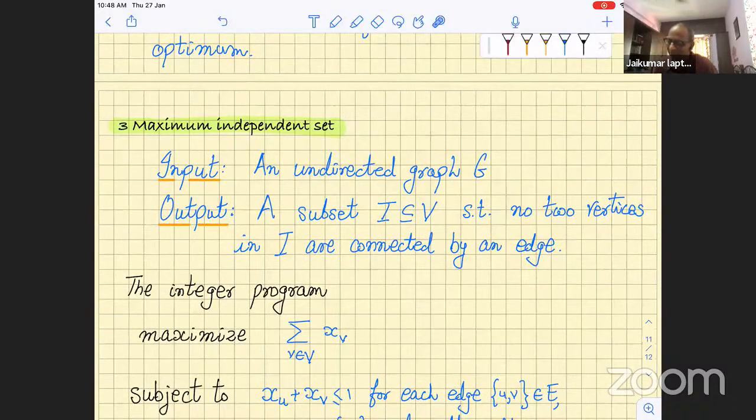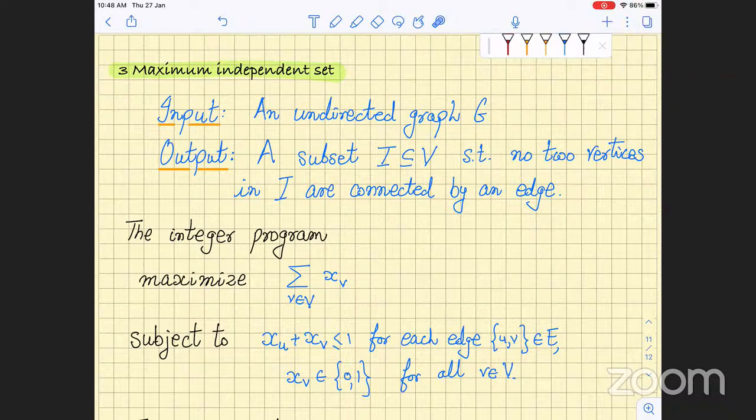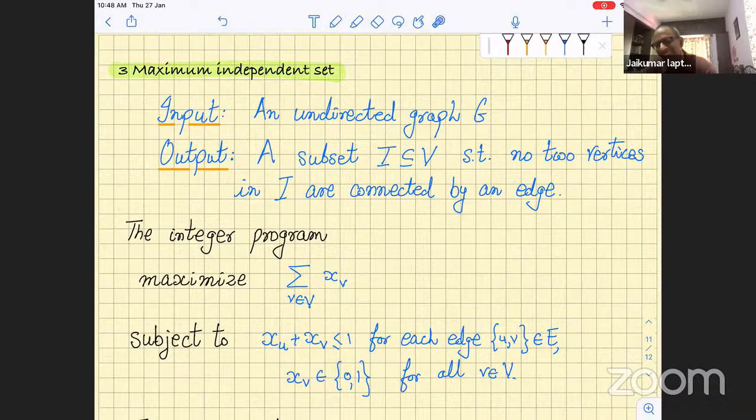So I think we are just in time. We could consider yet another problem, a famous problem, the maximum independent set in a graph. You've been given a graph G, and a subset of vertices is said to be independent if no edge has both its endpoints in this set. So what's the relationship between a vertex cover and an independent set? Complement. Yes, if you take an independent set, its complement will be a vertex cover.